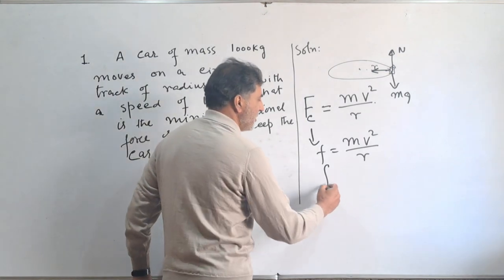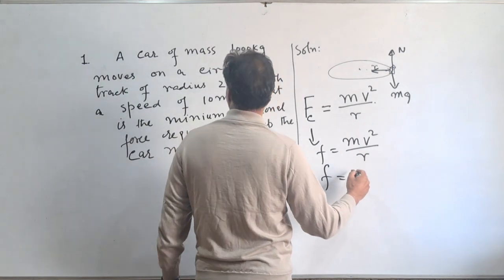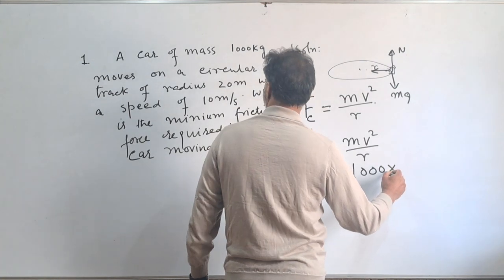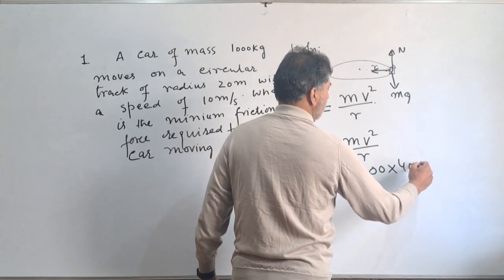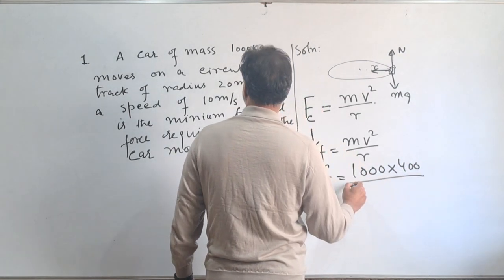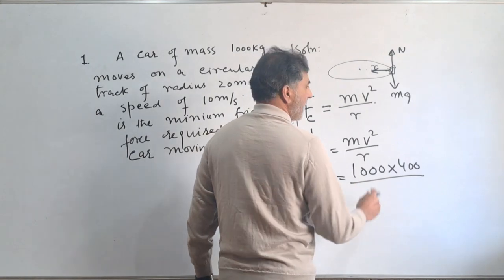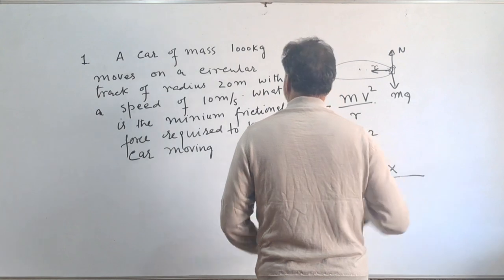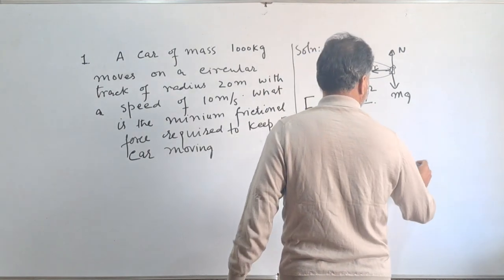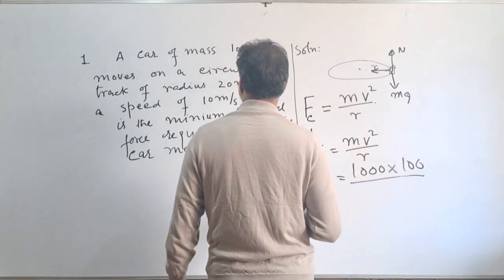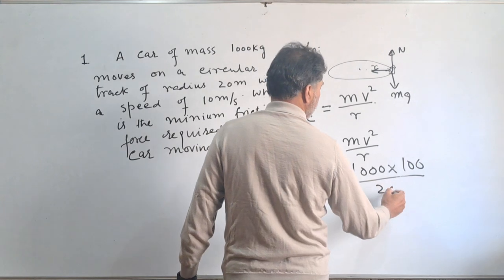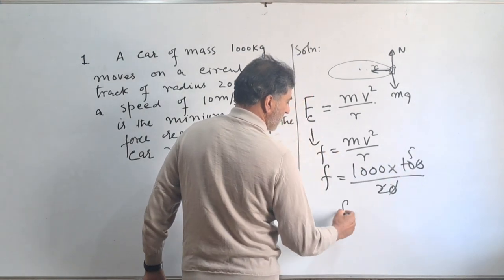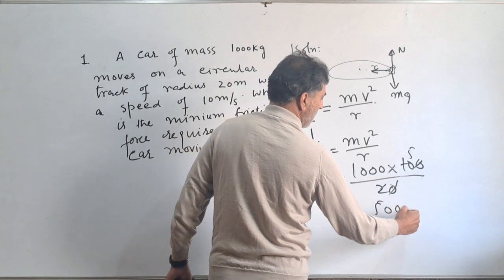So the frictional force needed is equal to m, which is 1000, v square, the velocity is 10, that is 10 square, that is 100, divided by the radius, which is 20. So this cancels, and the frictional force is 5000 Newton. Answer.